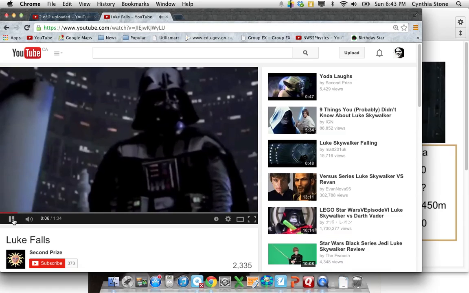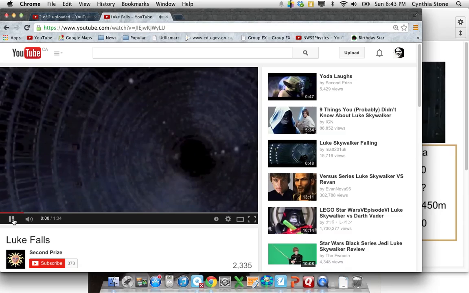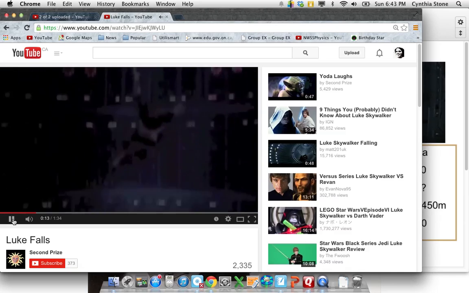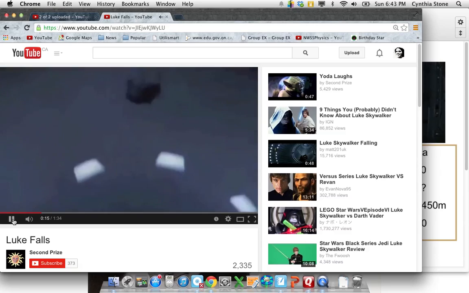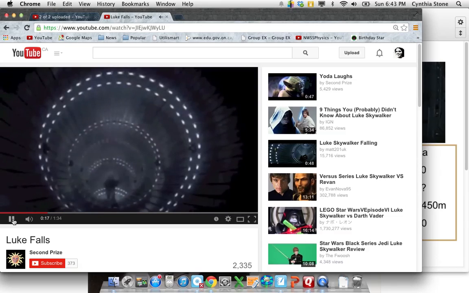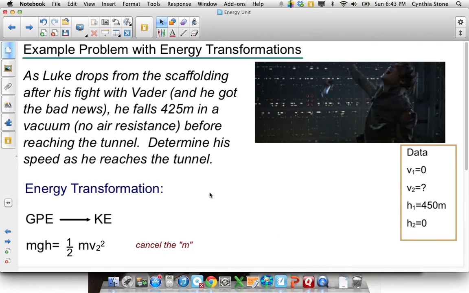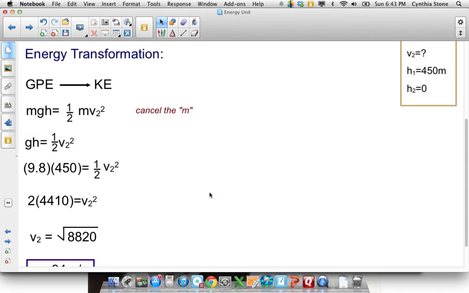And there he goes. He's accelerating as he falls, and by virtue of that sound, it sounds like there's air resistance, but we're pretending there's none. Dropping his 425 meters before he starts to slide. Okay? So that's Luke falling. That's the question, pretending that he's on Earth. I can't believe I didn't think of that.